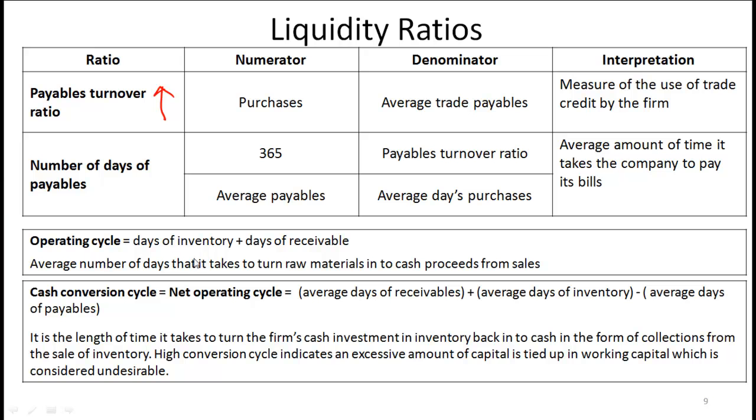Your operating cycle is equal to days of inventory plus days of receivables, and it is the average number of days it takes to turn raw materials to cash proceeds. So that's your operating cycle.